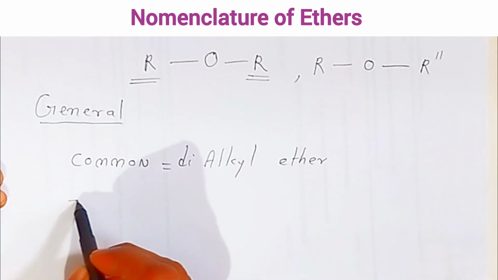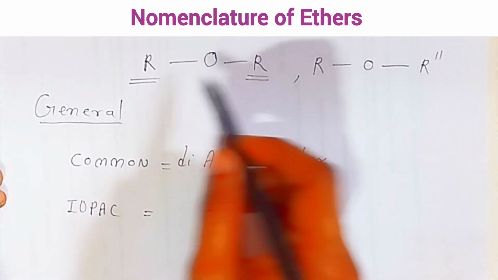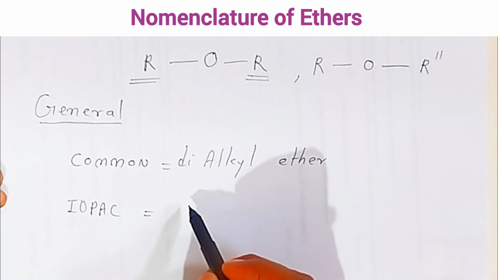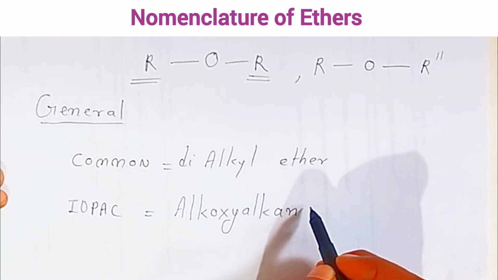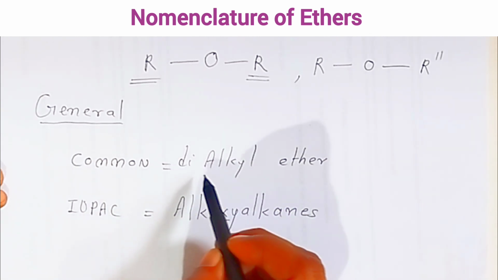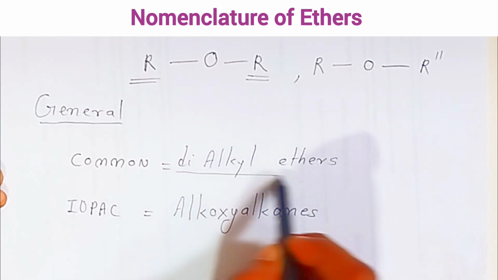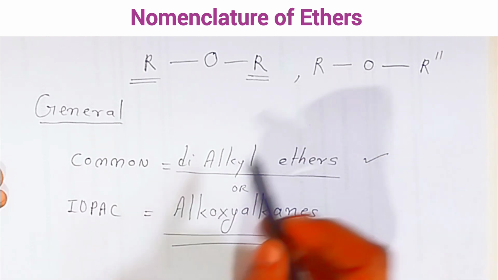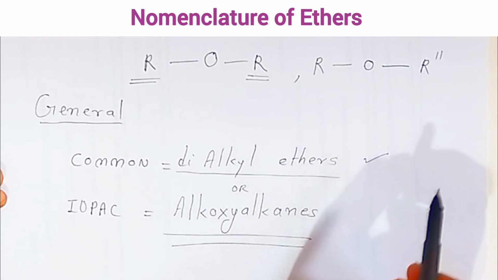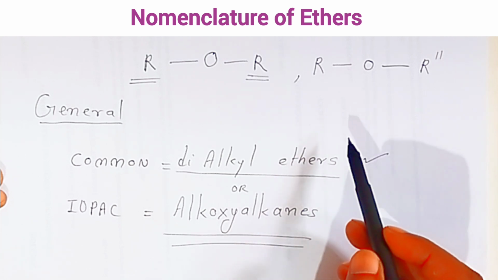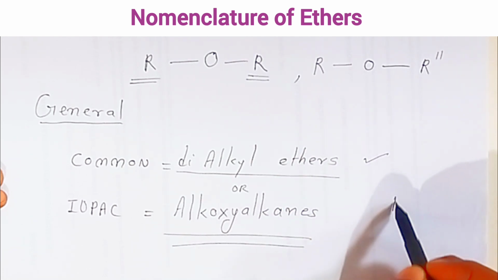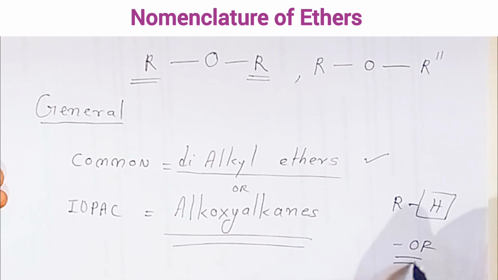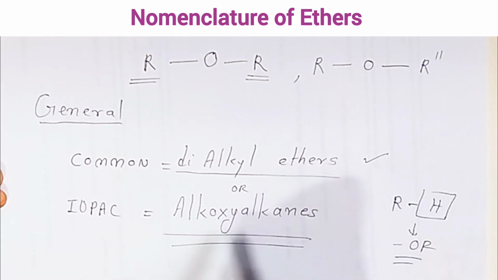Now what will be the IUPAC name? Since it is a derivative of alkanes, when hydrogen of an alkane is replaced by an alkoxy group, it is nothing but alkoxy alkanes. Otherwise we call them dialkyl ethers. These are the general names. This is dialkyl ether. If there are two aryl groups, we call it diaryl ether. When hydrogen of an alkane is replaced by an alkoxy group, we call it alkoxy alkane.